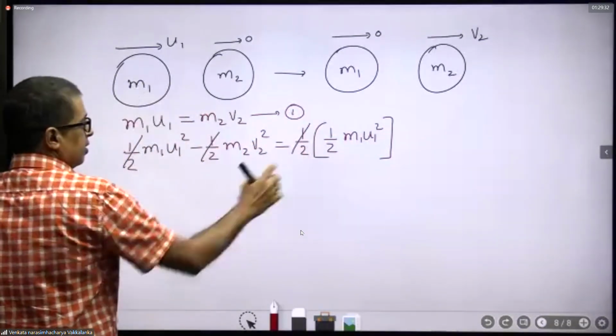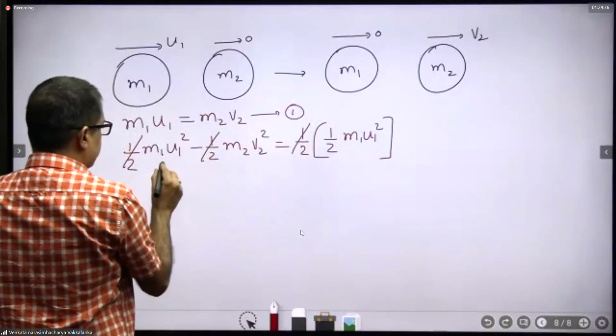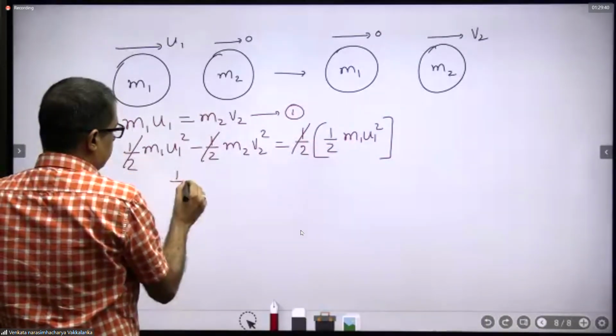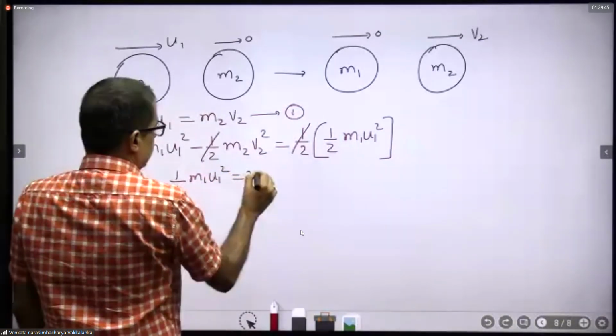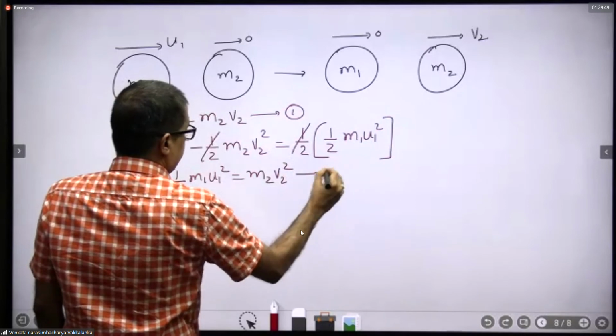This half I will bring to the right, this I will take to the left. Half M1 U1 square minus quarter M1 U1 square will become half of half M1 U1 square, which is equal to half M2 V2 square. This is my second equation.